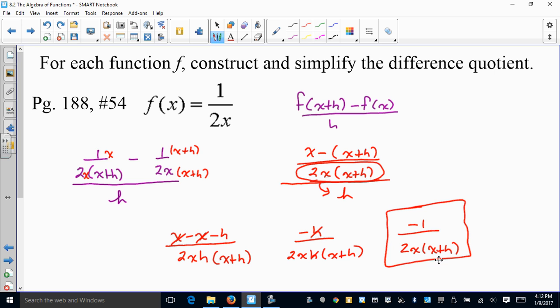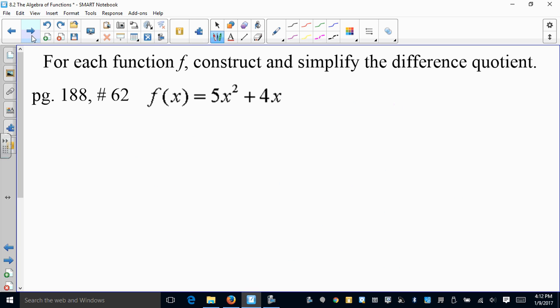Okay, and the last problem, this is why I'm looking at this one, is because we have to go through the squaring and FOILing and everything else. So there's a little bit more involved on this one. Besides, I want to make sure we do at least one in class. So this will be the one we'll do in class tomorrow.